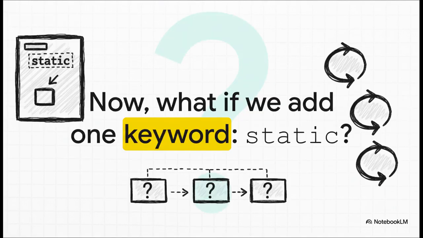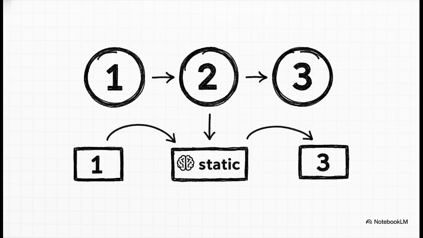But watch this. What happens if we make one tiny change? We're just going to add the static keyword right in front of that variable declaration. Everything else is exactly the same. We call it 3 times again. What's the output now? And boom, the new output is 1, 2, 3. The counter suddenly has a memory.